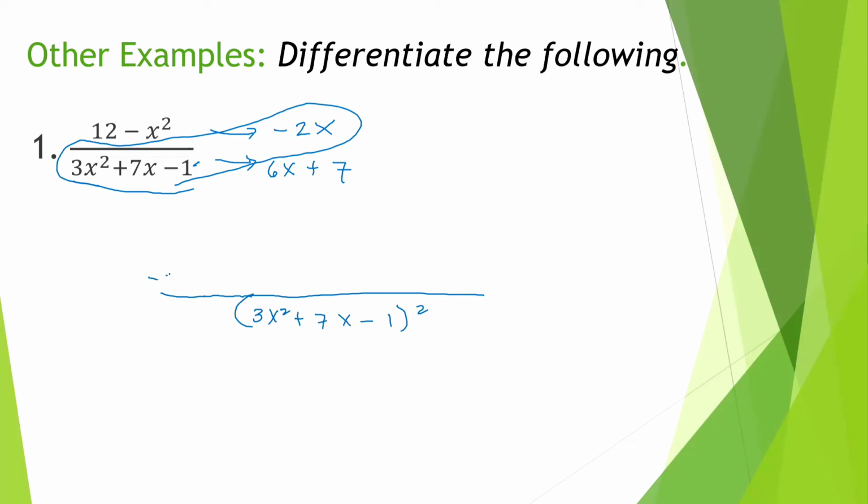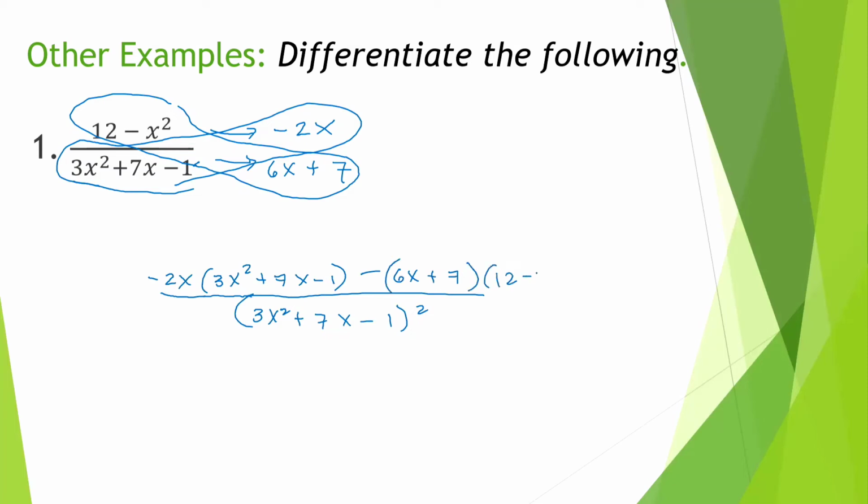Yan, we have negative 2x multiplied by 3x squared plus 7x minus 1 minus high d low. So minus the product of this naman. That will be 6x plus 7 times 12 minus x squared. Okay, so apply tayo ng distributive property here. That will be negative 6x cubed. Tapos dito, negative 14x squared. And then plus 2x.